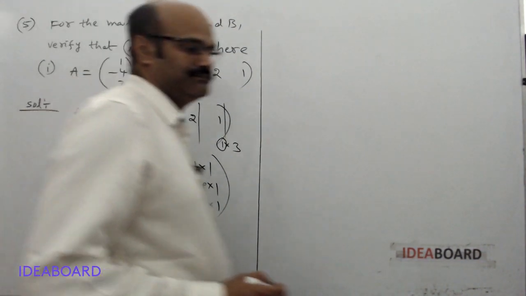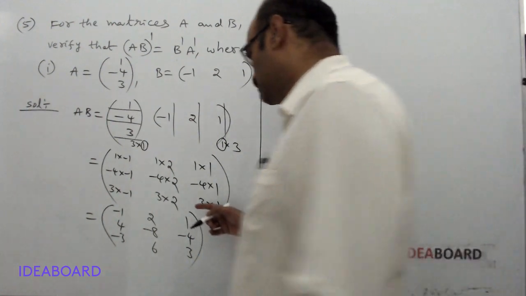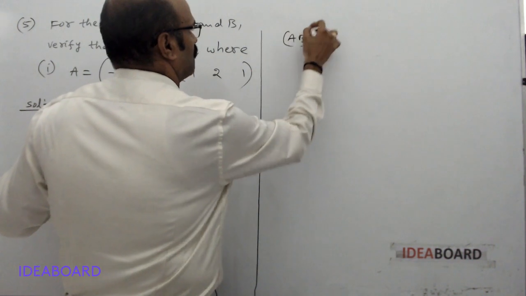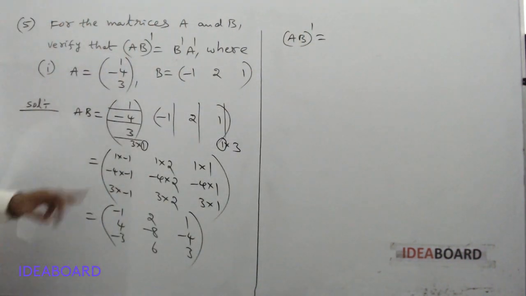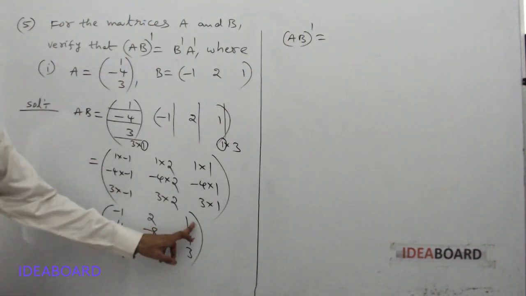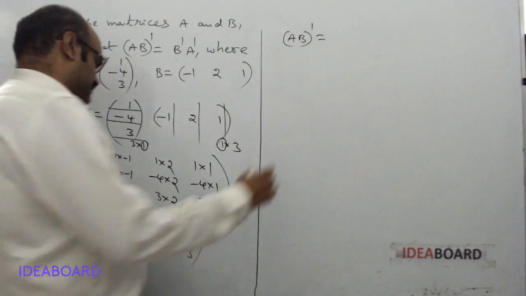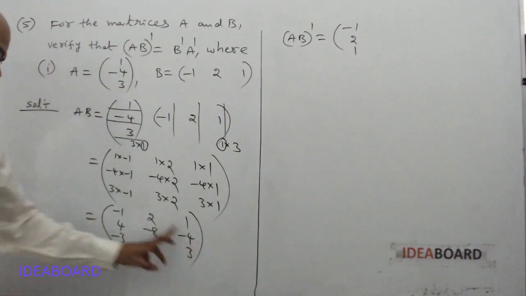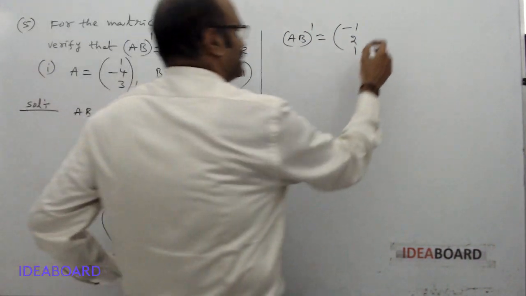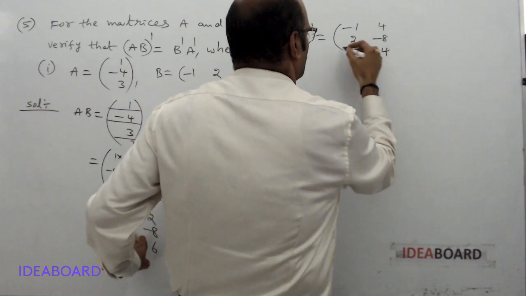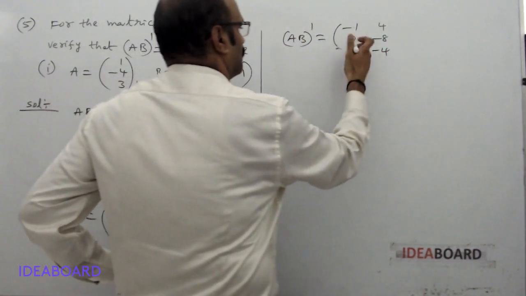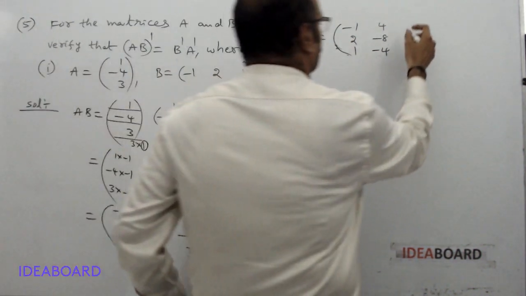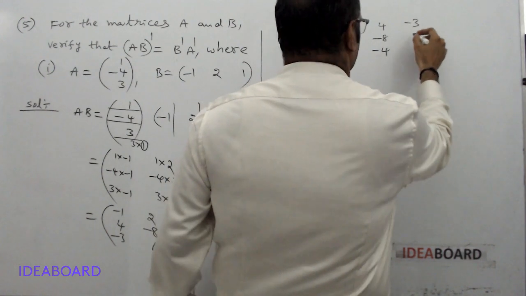(AB) whole transpose equal to (AB) whole dash equal to transpose of AB equal to: write R1 into C1, minus 1, 2, 1. Write R2 into C2, 4, minus 8, minus 4. Minus 3, 6, 3.